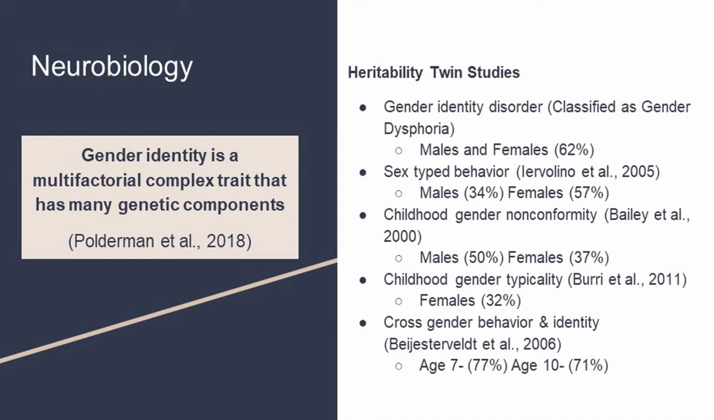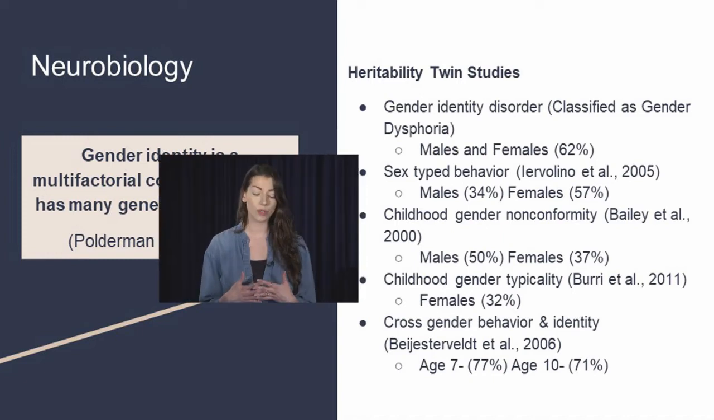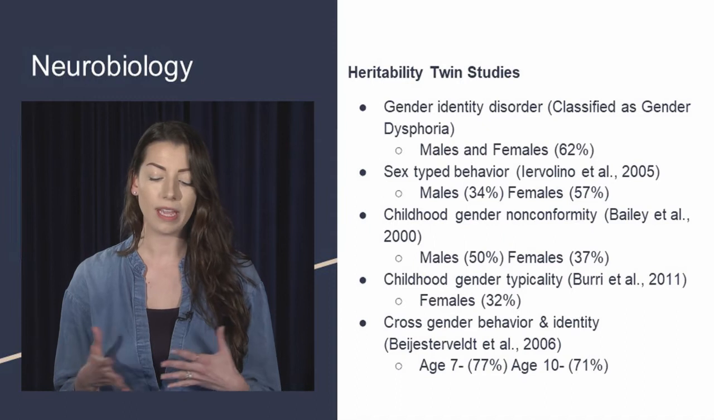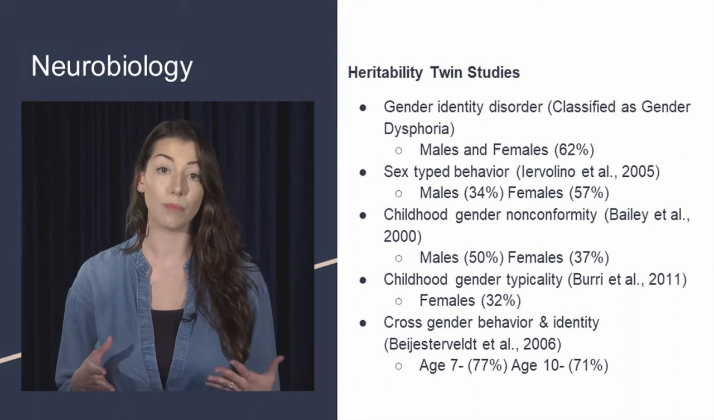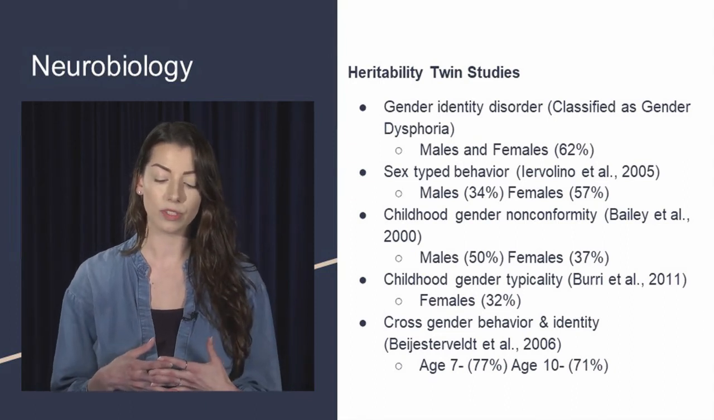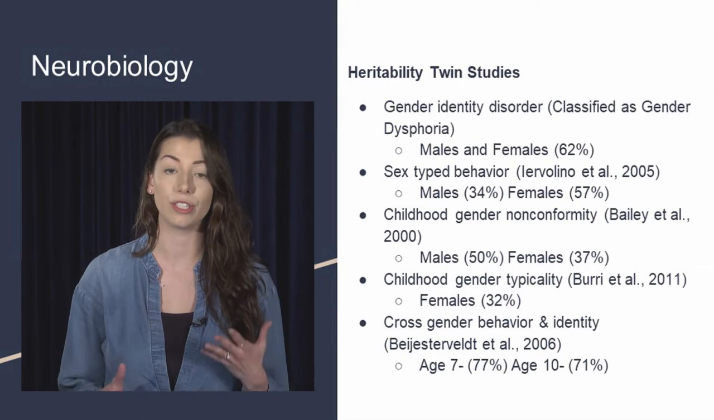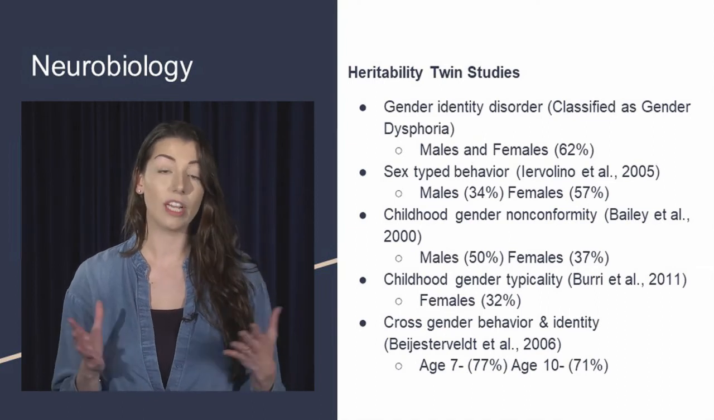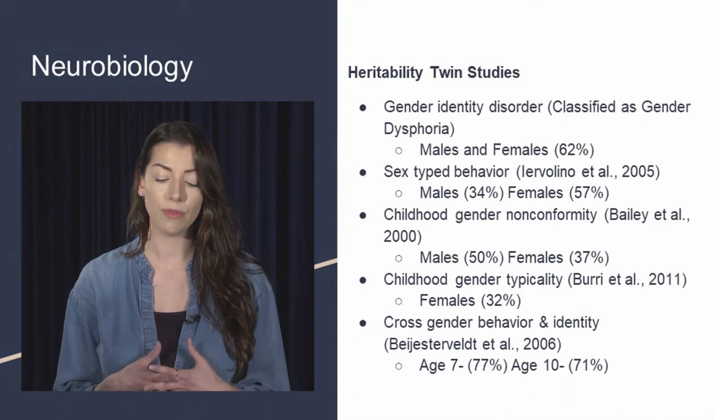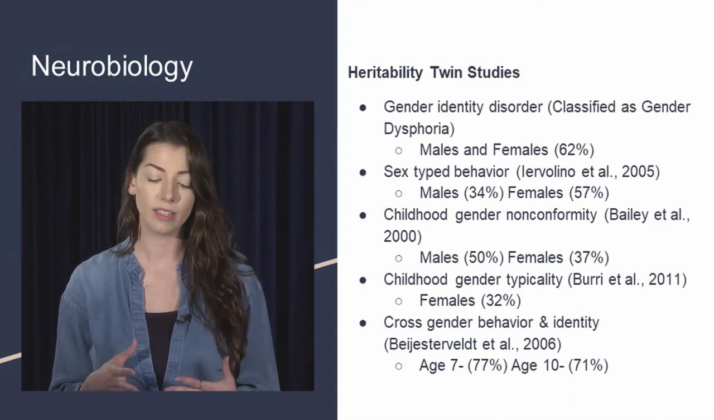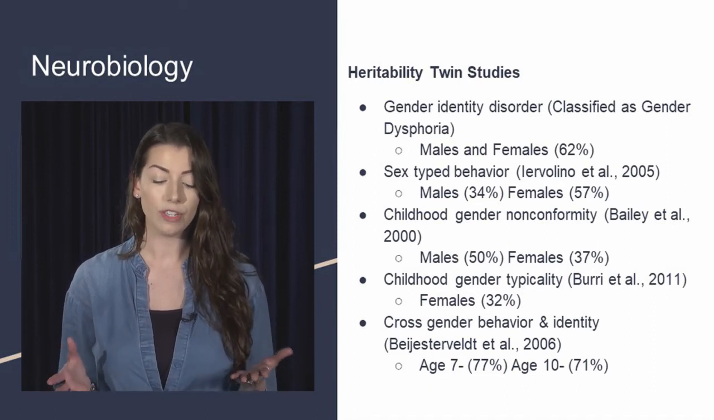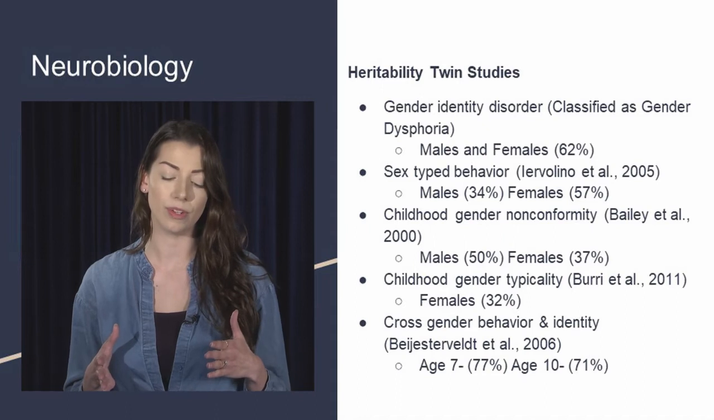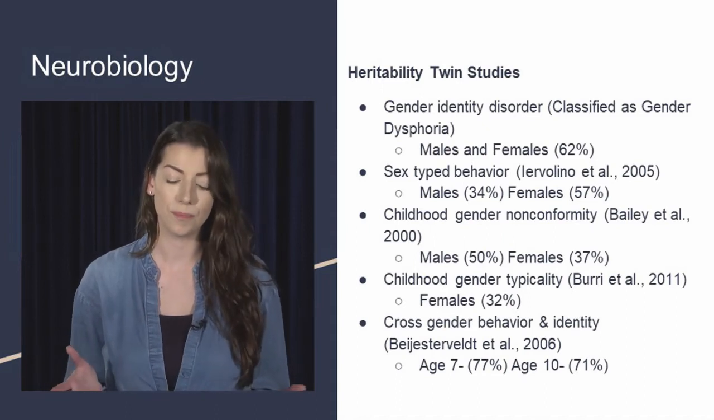Gender identity is a multifactorial complex trait, and it has many genetic components. The following twin studies that we'll look at show overwhelming evidence that gender identity is in part at least an inherited trait. For example, the first study looks at individuals that were previously classified as having gender dysphoria. Across biologically sexed males and females, the study found 62% heritability. Another study looking at sex-type behavior found that for males, gendered behavior was 34% heritable, and for females, 57%.